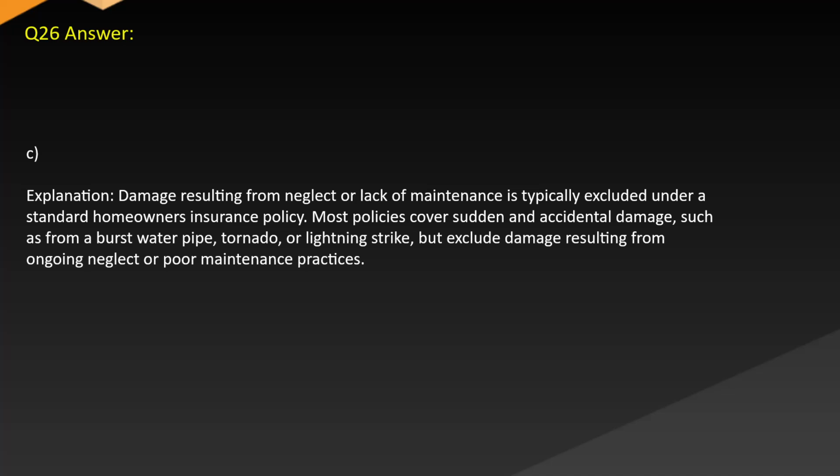Answer C. Explanation. Damage resulting from neglect or lack of maintenance is typically excluded under a standard homeowner's insurance policy. Most policies cover sudden and accidental damage, such as from a burst water pipe, tornado, or lightning strike, but exclude damage resulting from ongoing neglect or poor maintenance practices.